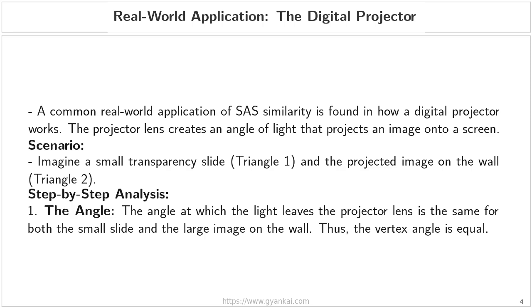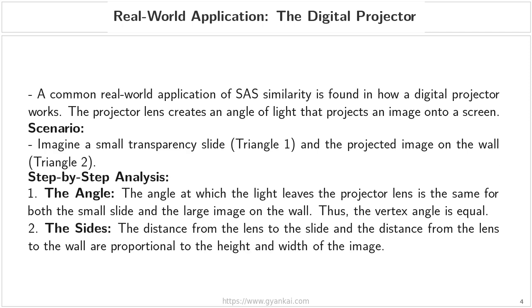First, let's identify the angle. Just like we looked for the equal angle in our theorem, the angle at the projector lens is exactly the same for both the small slide and the large image on the wall. This means our vertex angle is equal.